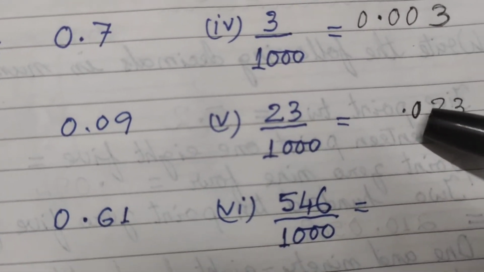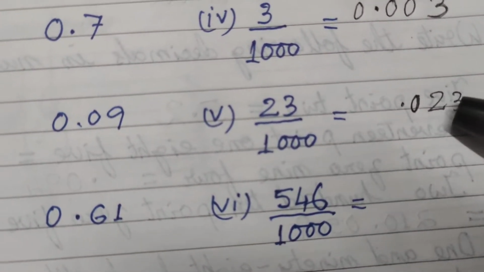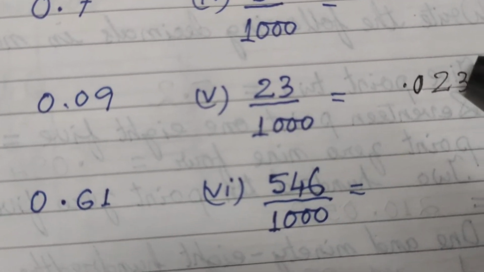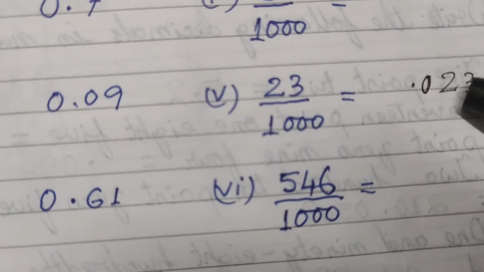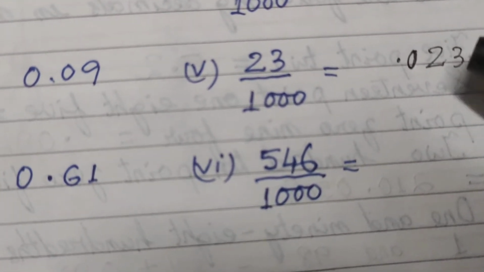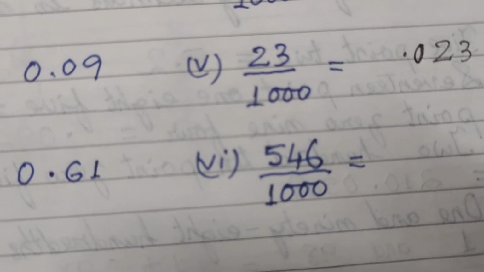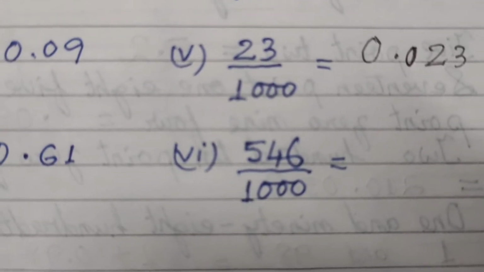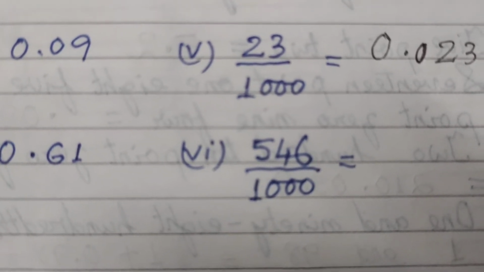Similarly for this also, 23 by 1000, I write the numerator 23 as it is. In 1000 there are 3 zeros, but there are only 2 digits in 23, so I give one 0 here to make it a total of 3 digits, after which you give the point. And there's a practice of giving 0 before the point, so I am writing 0. So the answer is 0.023.